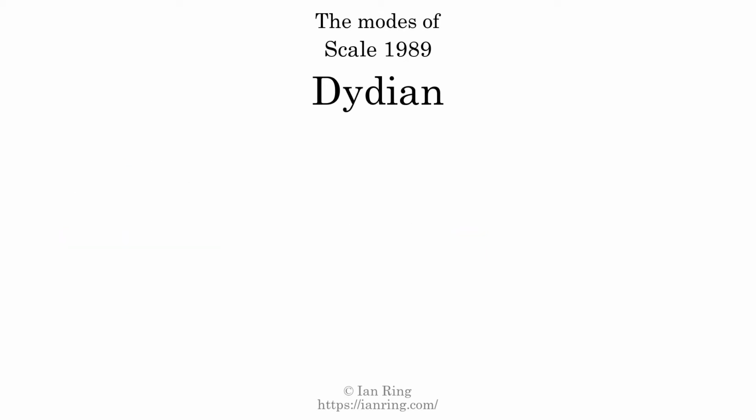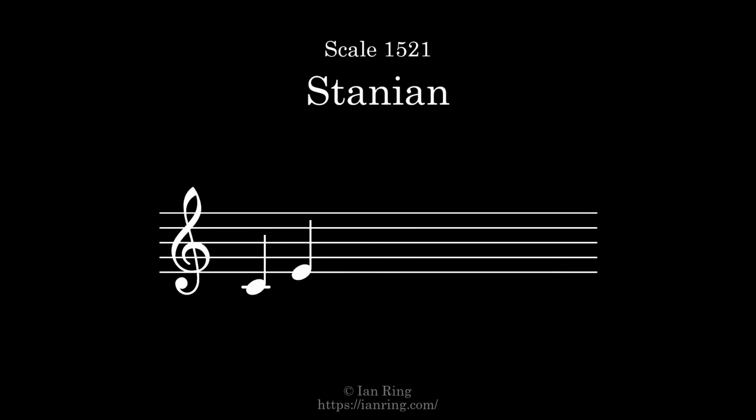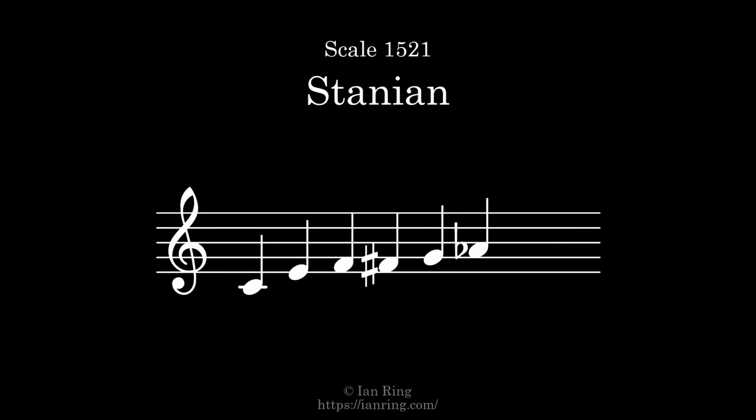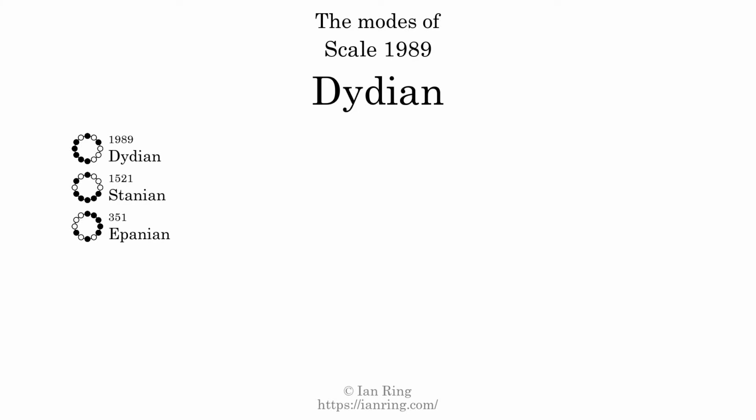This scale has 7 modes. The first mode is itself. The second mode is scale 1521, also known as Dydian. It sounds like this. The third mode is scale 351, also known as Opinion. It sounds like this.